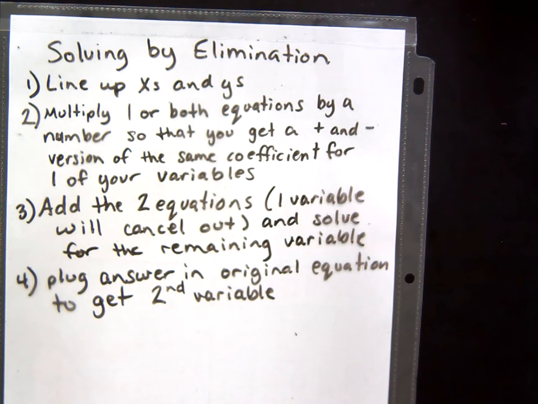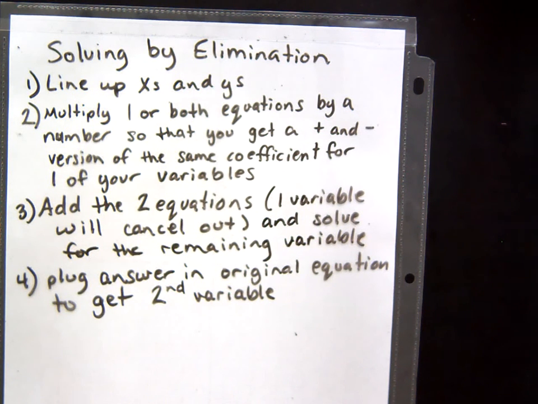One way you can solve a system of equations is by elimination. In this method, you have to line up your x's and your y's. Then you multiply one or both equations by a number so that you end up with a positive and negative version of a coefficient for one of your variables. So for instance, you might end up with a positive 6x and a negative 6x.